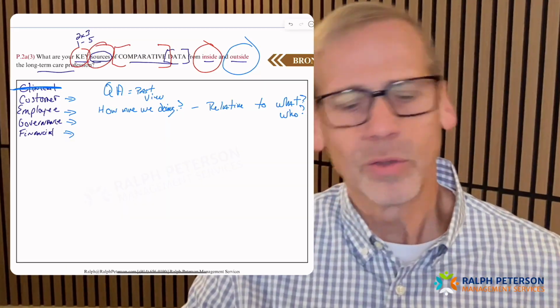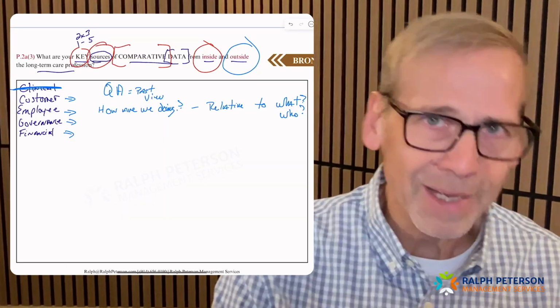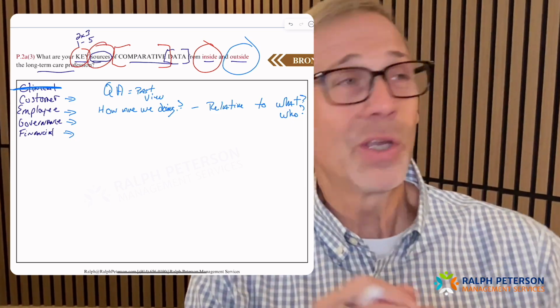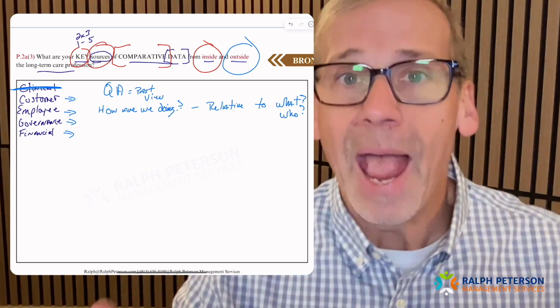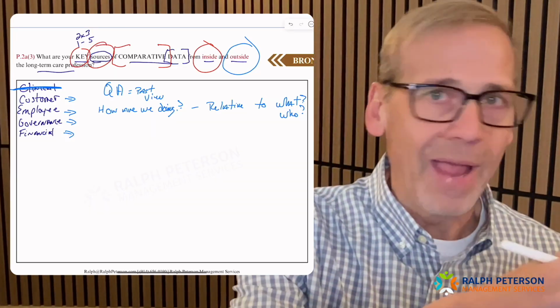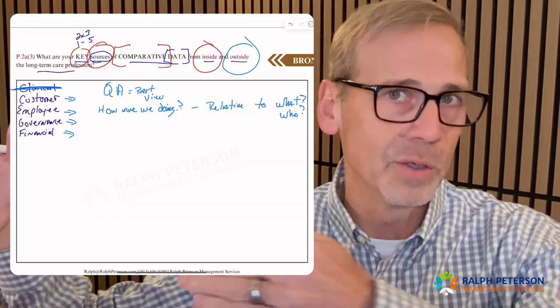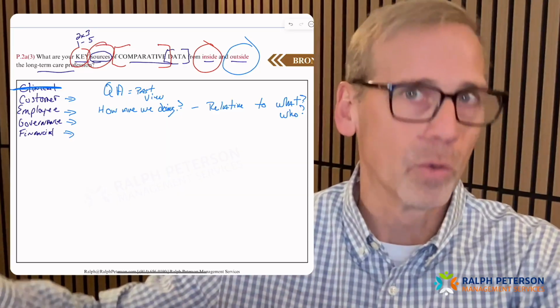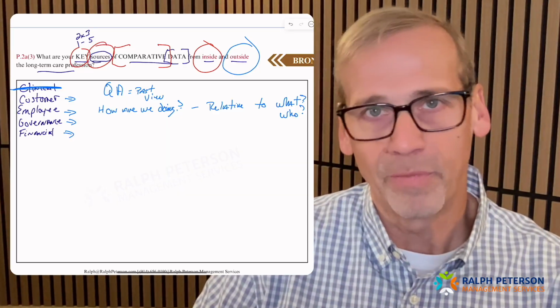So you can also use turnover rates, employee engagement, satisfaction surveys, customer satisfaction surveys. You can use accident and injury reports, especially from OSHA logs, comparing the number of accidents for employees to the number of accidents for employees in another industry or another organization outside of the long-term care profession.